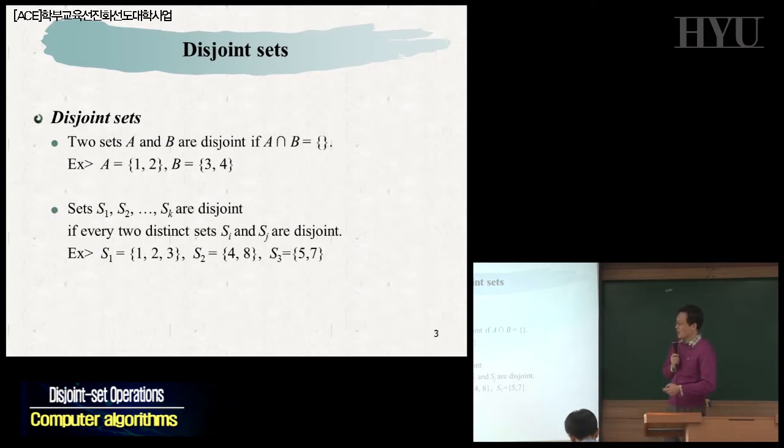Multiple sets. Sets from A sub 1 to A sub k are disjoint if every two distinct sets are disjoint. For example, S1 has 1, 2, and 3, S2 has 4 and 8, and S3 has 5 and 7. Then S1 and S2 are disjoint, and S2 and S3 are disjoint, and S1 and S3 are disjoint. So these three sets are disjoint.